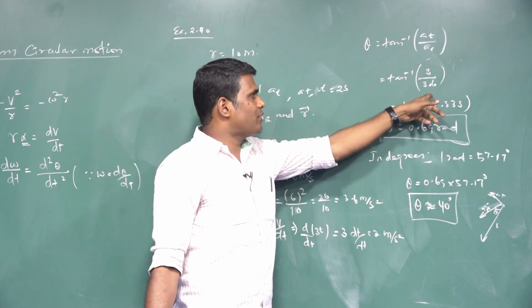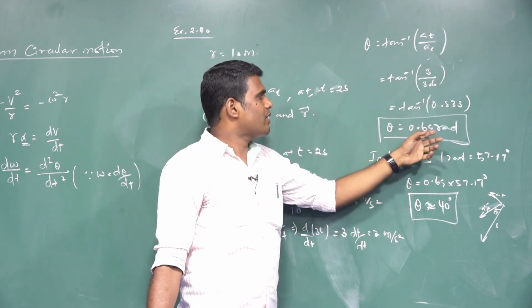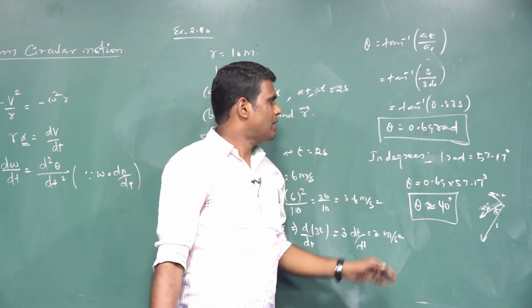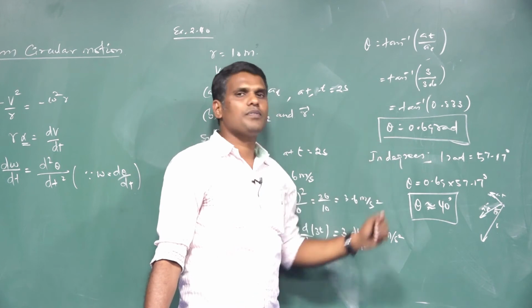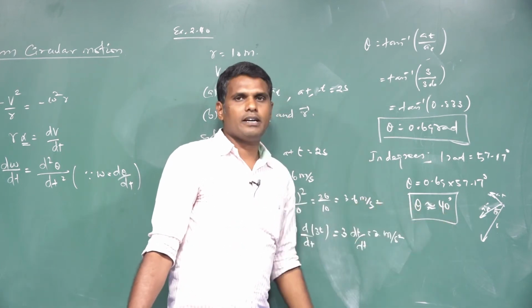Tan inverse of 3 divided by 3.6. 3 by 3.6 is 0.833. So theta equals 0.69 radian. In terms of radian, it is 0.69. In terms of degrees, 1 radian equals 57.17 degree. So theta is approximated to 40 degree.